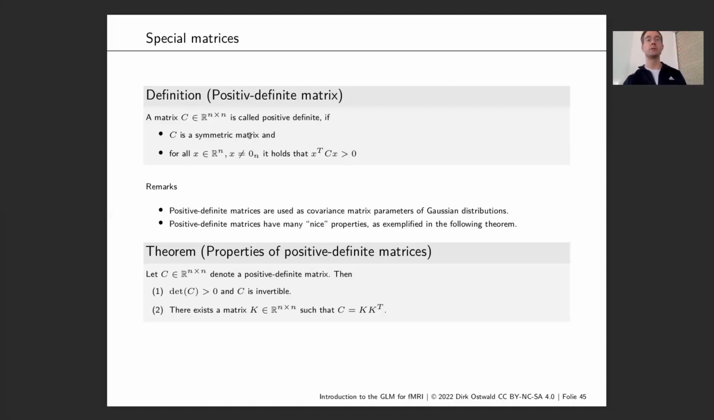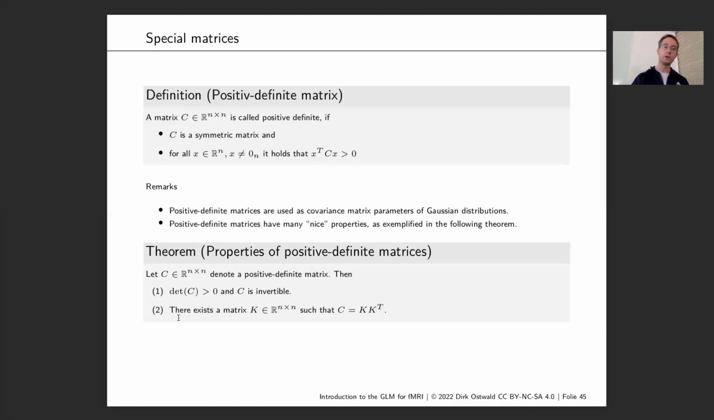This, of course, means that in principle, to check whether it's a symmetric matrix, you need to check all the x's. And of course, there are infinitely many. So there are certain tricks to check whether something is positive definite. We will not go into that deeper, but I can also not say that the covariance matrix parameters need to be positive definite, because the covariance matrix parameters that we will see in the second part are always symmetric, and they need to be positive definite, like the variance parameter of a Gaussian needs to be positive and not 0.